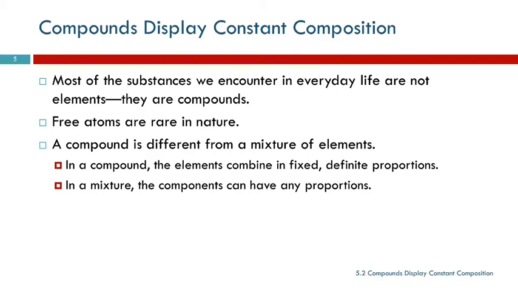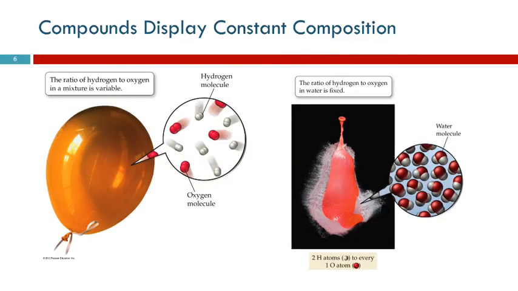It's a fixed ratio. So we say it has definite proportions. In a mixture, the proportions can vary. So here we have an illustration of a mixture of hydrogen and oxygen and a compound formed by hydrogen and oxygen. In this balloon, we have a mixture of hydrogen and oxygen gases. You can vary that mixture. You could have a lot of hydrogen or a little bit of hydrogen.